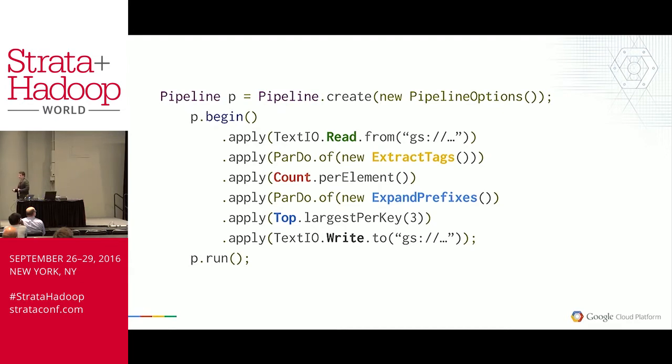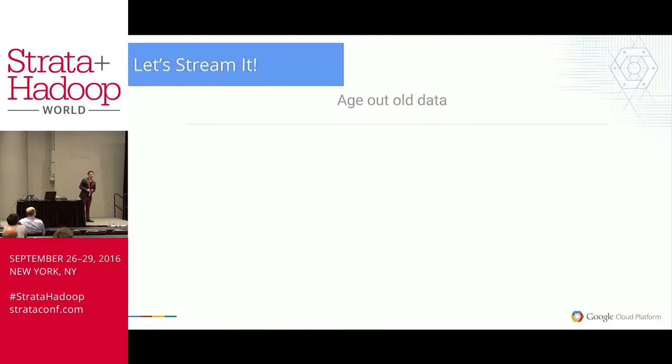We can run it on top of other runners, such as Spark or Flink. We can run it locally on our machine using the direct runner. So there's a host of possibilities of where you can run this. For our example here, what we're really interested in is the streaming case. How do we turn this batch pipeline into a streaming one?